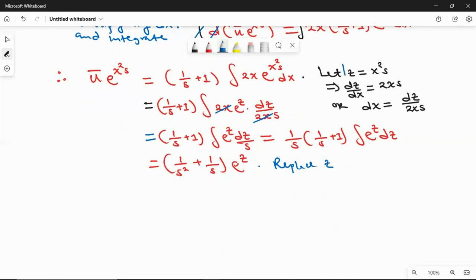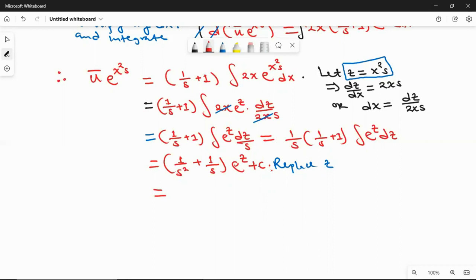Check how we defined our z. It was x squared times s. So that is our solution here, but remember there's a constant c of integration. Don't forget the constant c. Never forget it. You were almost forgetting, but we have remembered. Don't forget that constant of integration because this is an indefinite integral.